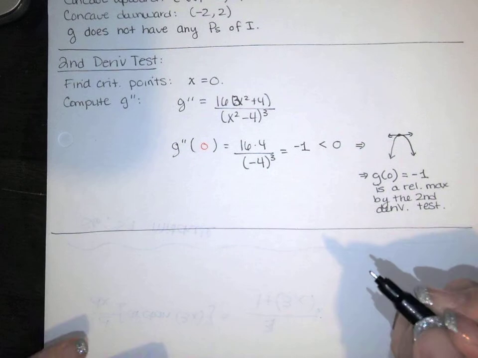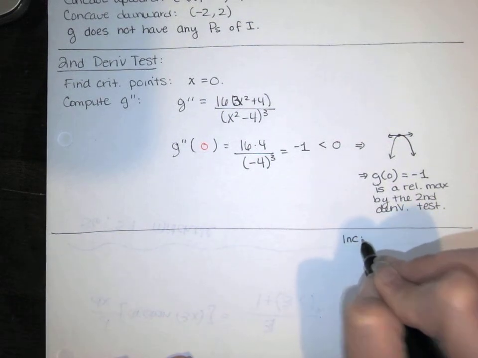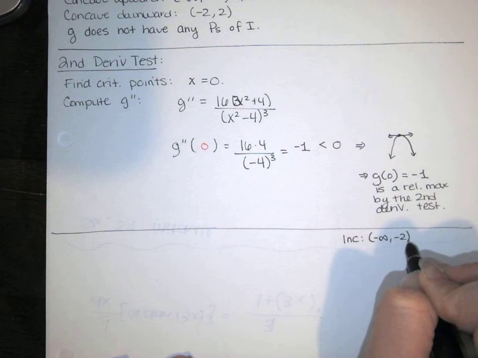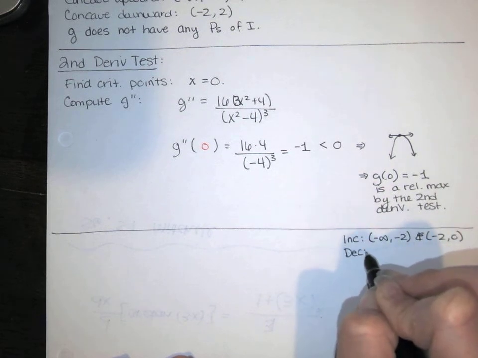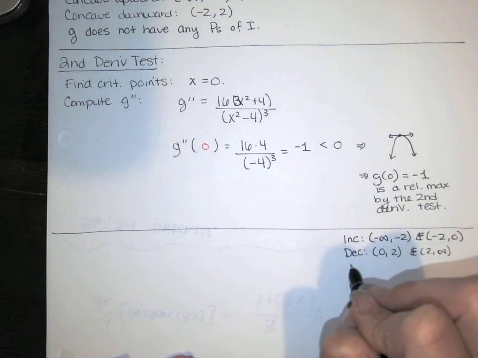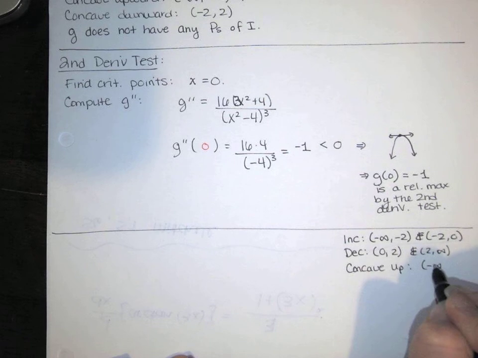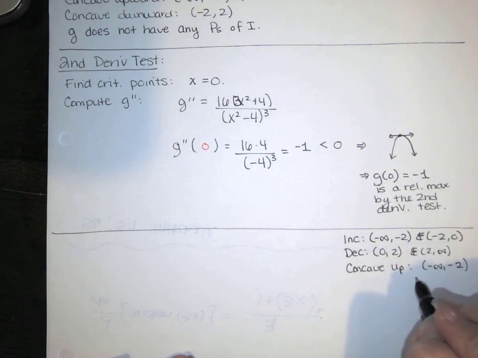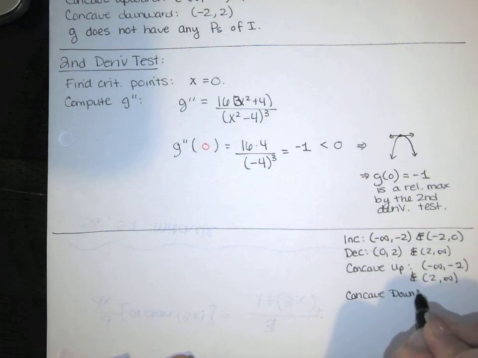Okay, so we want to graph the function using all of the information that we just found. So what do we know so far? We know the graph is increasing on negative infinity to negative 2 and negative 2 to 0. We know the graph is decreasing on 0 to 2 and 2 to infinity. We know the graph is concave upward on negative infinity to negative 2 and 2 to infinity, and it's concave downward on negative 2 to 2.